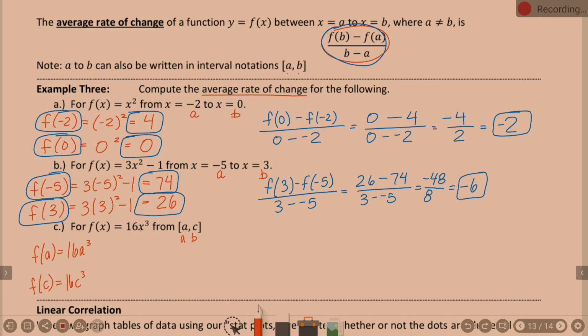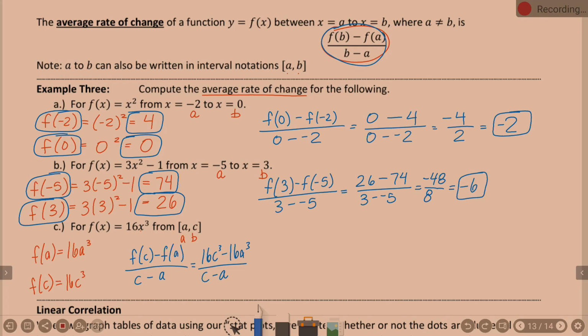Now, on top, what are we doing? In this case, it's going to be f of c minus f of a over c minus a, which is 16c cubed minus 16a cubed over c minus a. Now, we've got some cleanup to do.